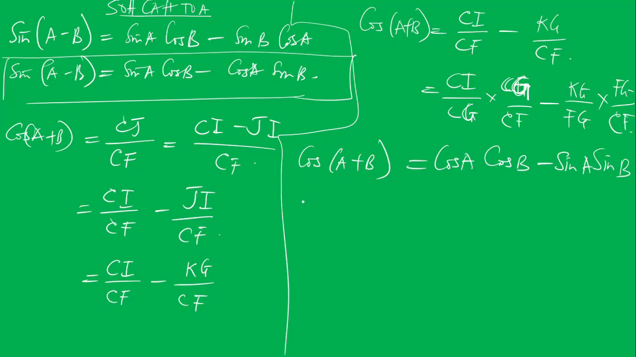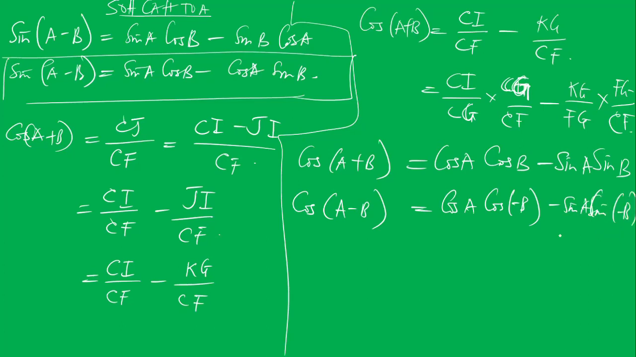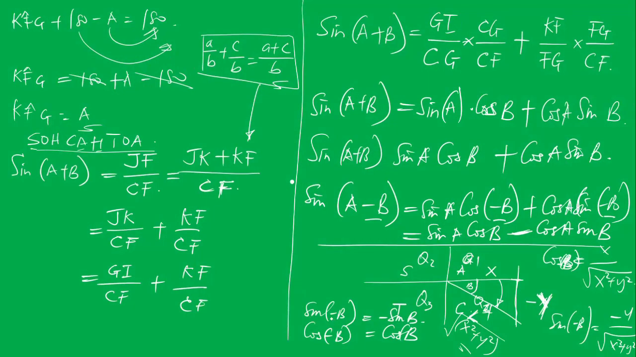Now, if we look for cos A minus B, it is just the same thing as saying cos A cos minus B, minus sine A sine minus B. So you put minus here, you put minus here. So now we have proved that sine minus B is equal to minus sine B, and cos minus B is equal to cos B.